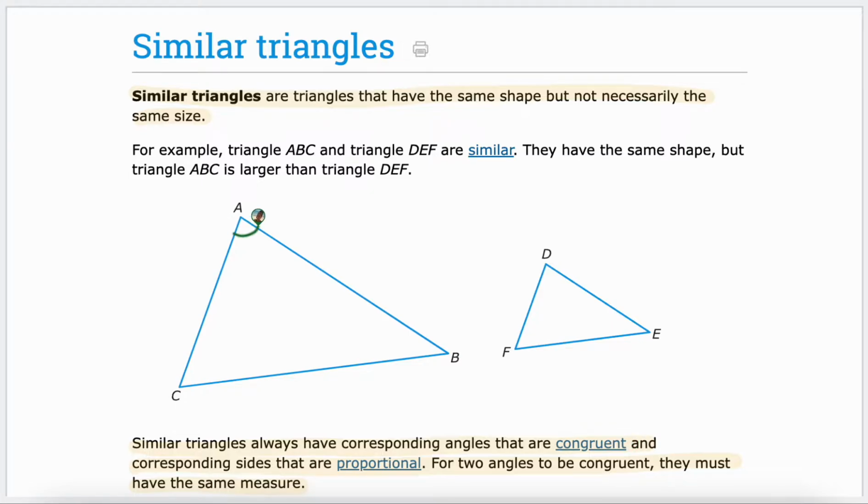So angle A has the same measure as angle D, and angle B has the same measure of angle E. So the angles don't change, but the corresponding sides are proportional. And that's how we get the scale factor, right? We multiply by a set number for each of our sides. So the corresponding sides are proportional.